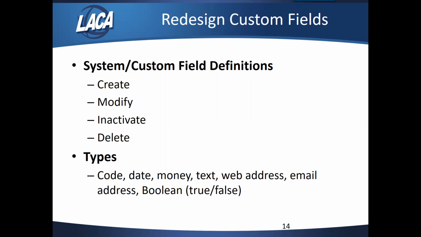A code is a drop-down, so you can create your own drop-down fields. You can create a date field, a money field, generic text, a web address or an email that's going to make sure you're typing in a valid web address or a valid email. So you have a lot of flexibility with custom fields.